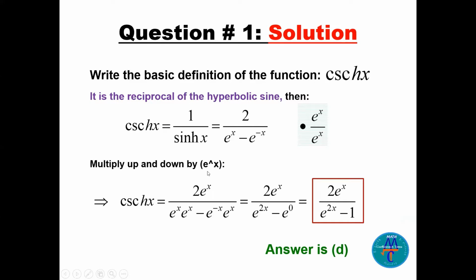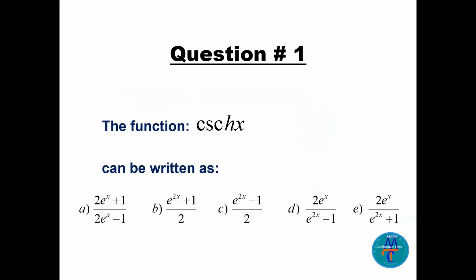Now in the numerator, we have e to the power 2x. Down here in the denominator, e to the power x times e to the power x minus e to the power minus x times e to the power x. This will be in the power 0, which is 1. So we have 2 e to the power x divided by e to the power 2x. Here we add the powers because we have the same base, minus 1. So the answer is D. You can see that the answer is D.